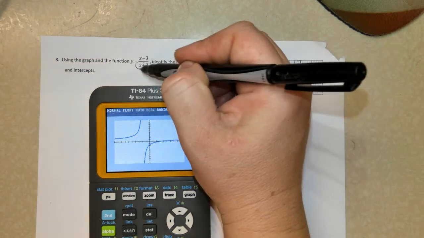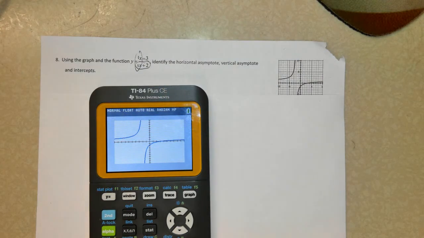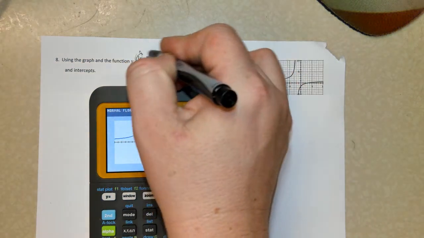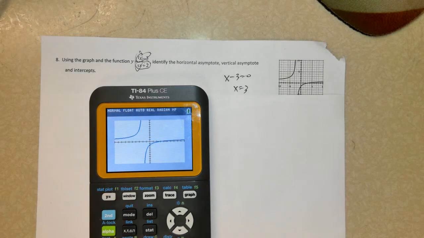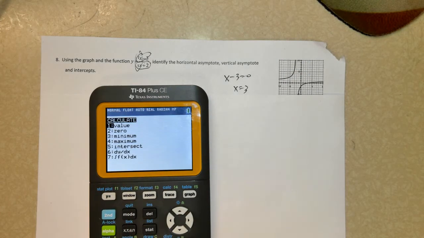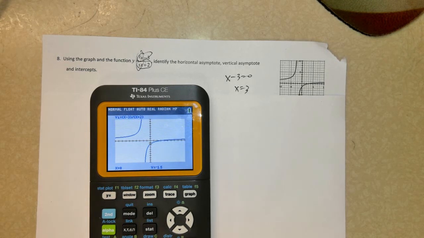How did I get that? Vertical, x equals -2. Horizontal, y equals 1. If I set the top equal to 0 and solve, I get a real root at x equals 3. And if I go second trace value, I can see that the y-intercept is -1.